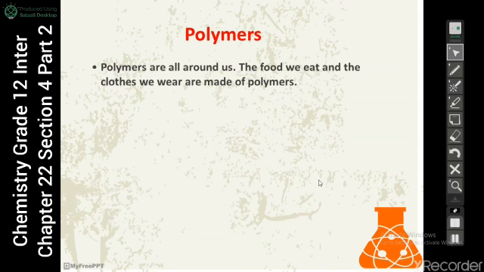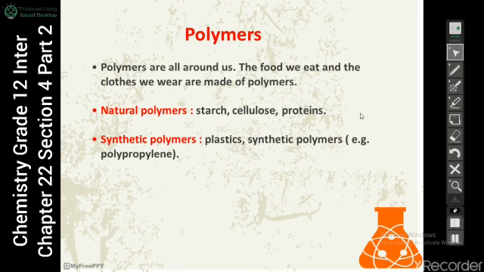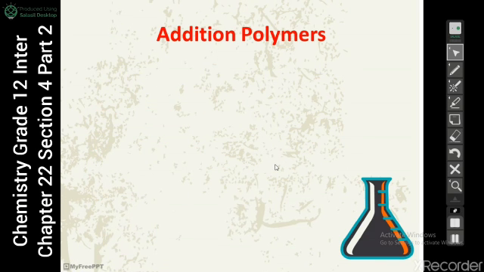Polymers are all around us. In the food we eat and in the clothes we wear, they are all made of polymers. So we have 2 types of polymers: natural polymers, like starch, cellulose, and proteins, or synthetic polymers, which are plastics, like polypropylene.